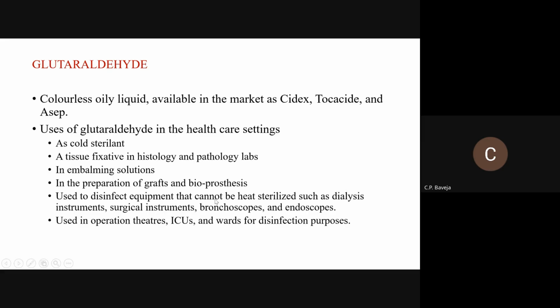Those equipment which cannot be sterilized by heat, there we use glutaraldehyde, such as dialysis instruments, surgical instruments, bronchoscope, endoscope. These are the instruments which are sterilized by glutaraldehyde. Used in operation theaters, ICUs, and wards for disinfecting purposes.